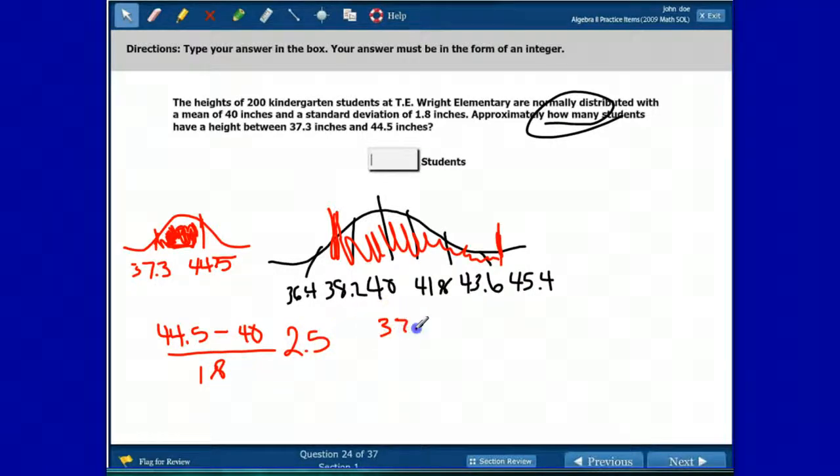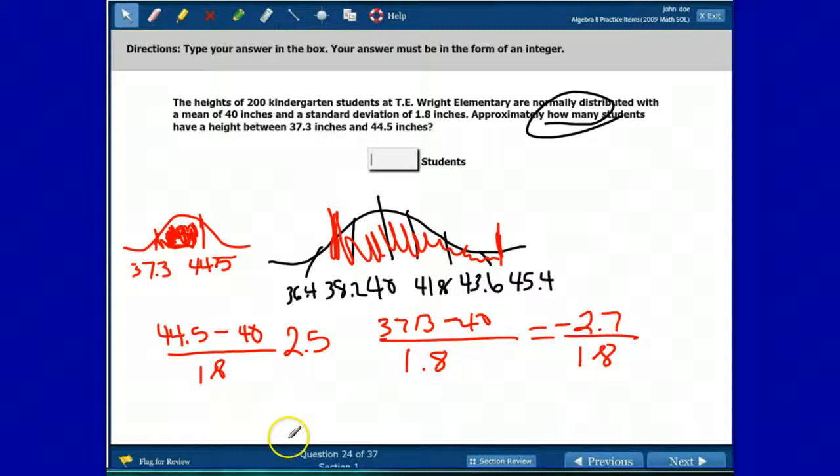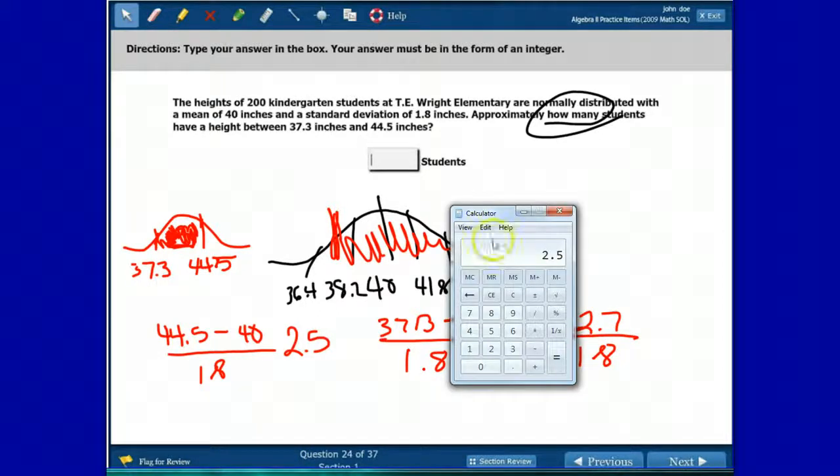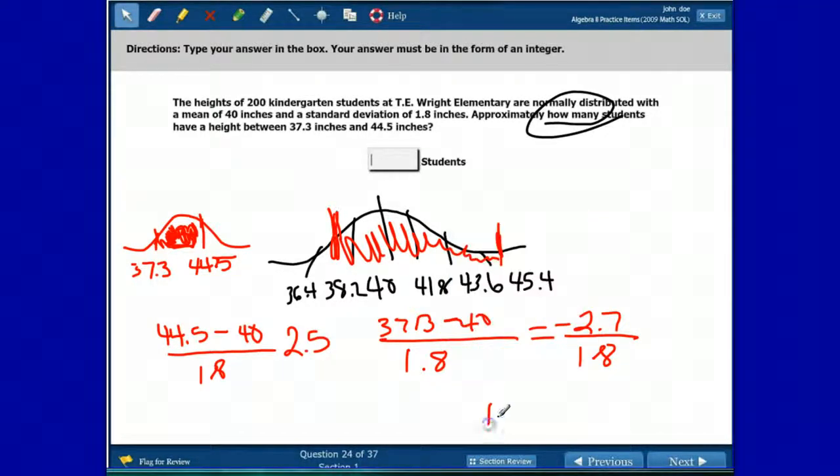I'm going to do 37.3 minus 40. That is negative 2.7, divided by 1.8. Let's grab the calculator. Clear, 2.7. I don't know how to do negatives on this thing, but it doesn't matter. Divided by 1.8. I just have to remember I have a negative. That gives 1.5, negative 1.5.